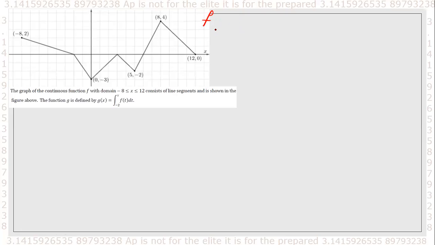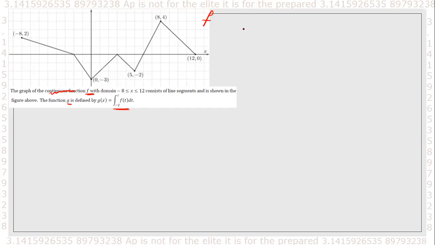Okay. So they give us some information right here, the function f. The function f has the following domain, -8 all the way to 12. It is a continuous function made out of line segments. And they tell us that the function g is defined by this right here. So you need to start thinking, okay, I'm most likely gonna have to use the area under these curves. And I will be needing to do something with this g function, but it has an integral.